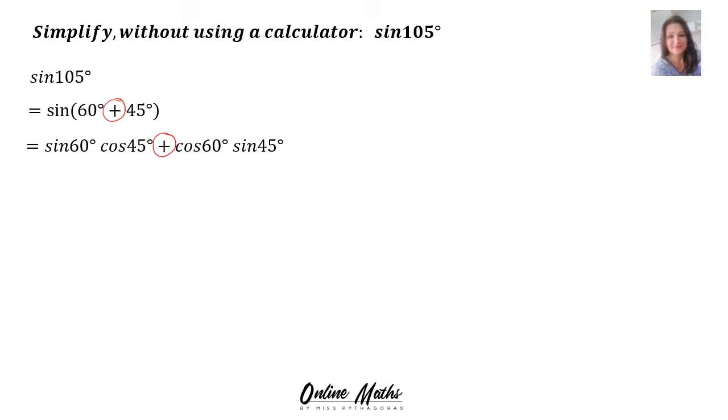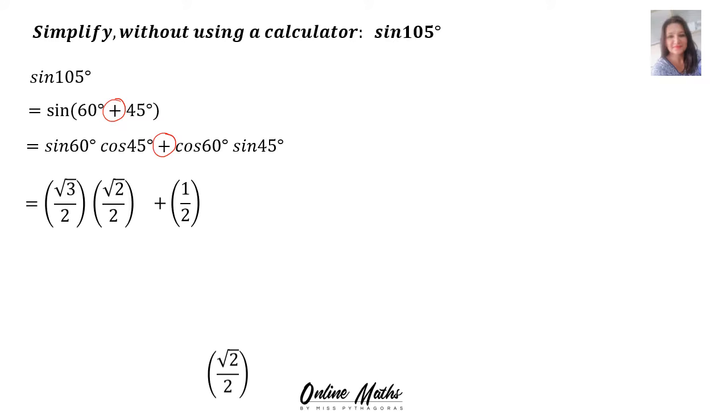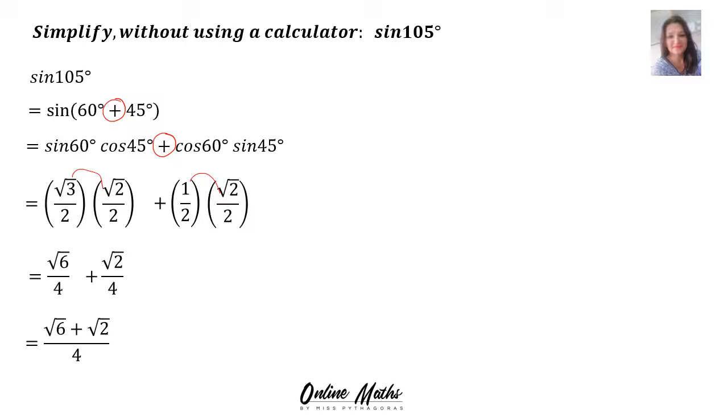Then sin 60 is root 3 over 2, cos 45 is root 2 over 2, plus cos 60 is a half, and sin 45 is root 2 over 2. And then you can multiply this out. Root 3 times root 2 is root 6 over 4, and plus 1 times root 2 is root 2 over 4. Then you can just put them together, but you can't really add them together. So it's root 6 plus root 2 over 4.